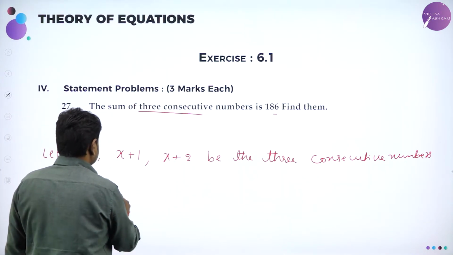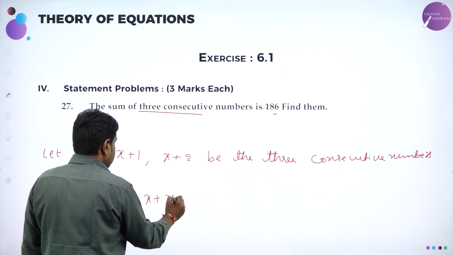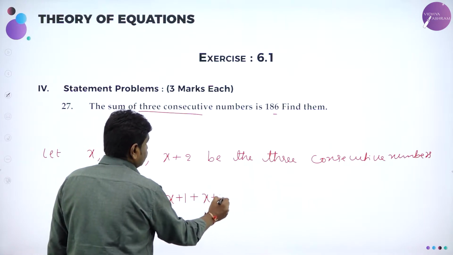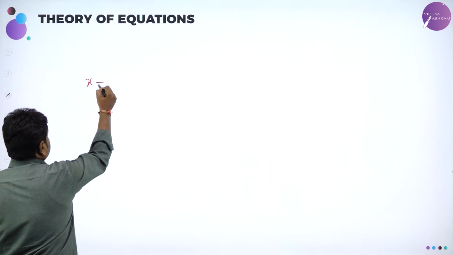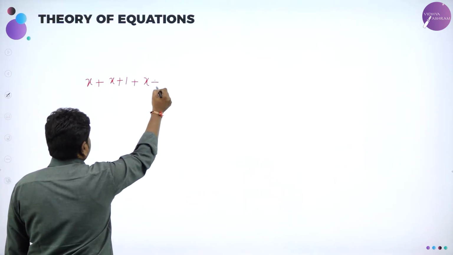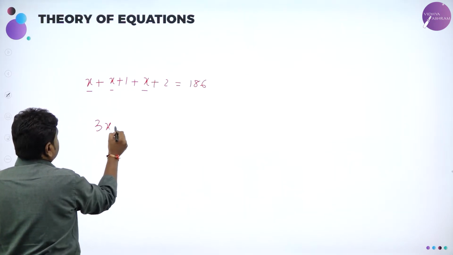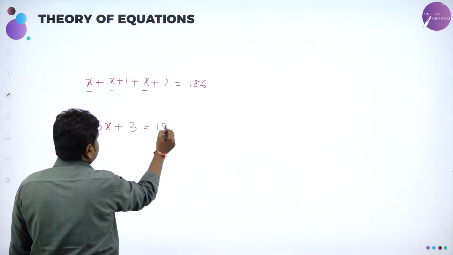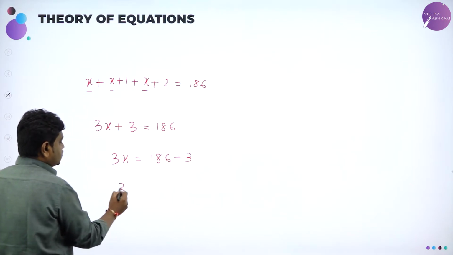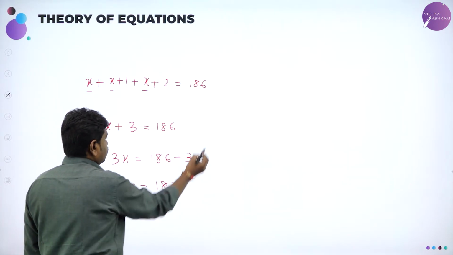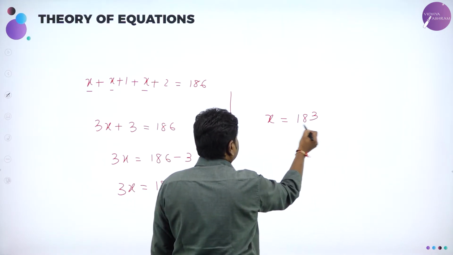Their sum is 186, they give. So given sum means what? X plus X plus 1 plus X plus 2 is 186. If you add, X plus X plus X is 3X, plus 1 plus 2 is 3, is 186. That is 3X is equal to 186 minus 3. 3X is equal to 183. So further if you simplify, X is equal to 183 divided by 3.